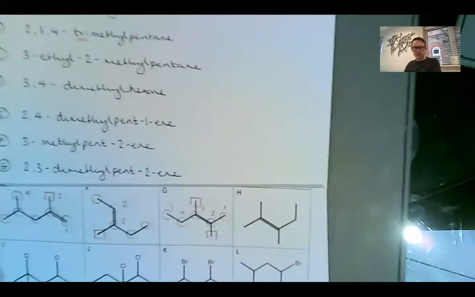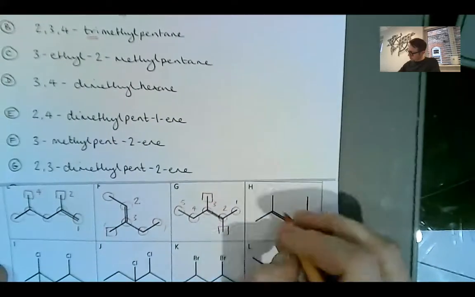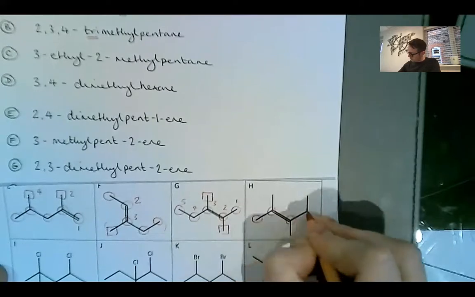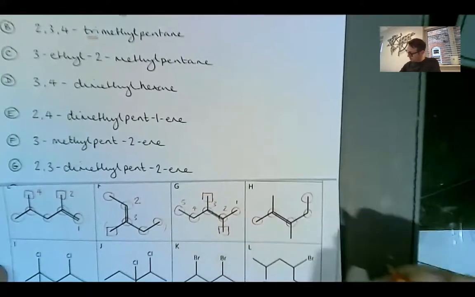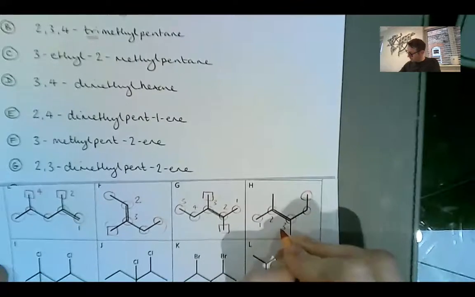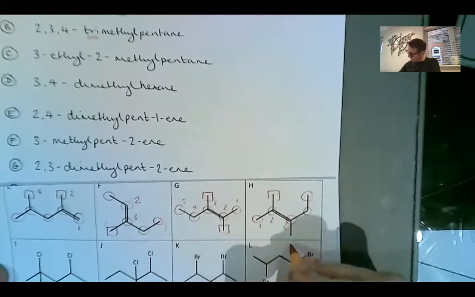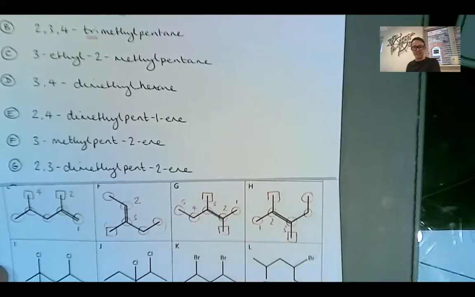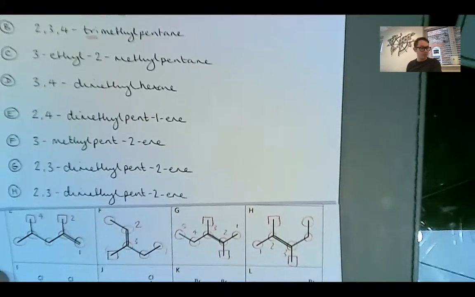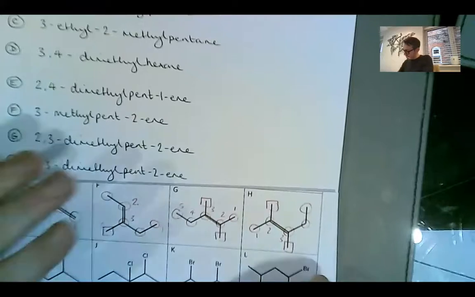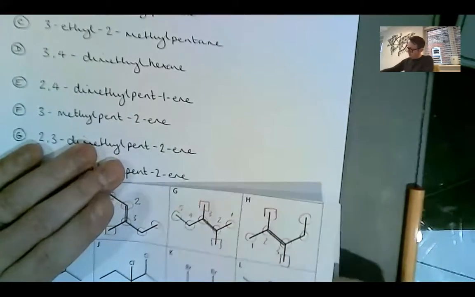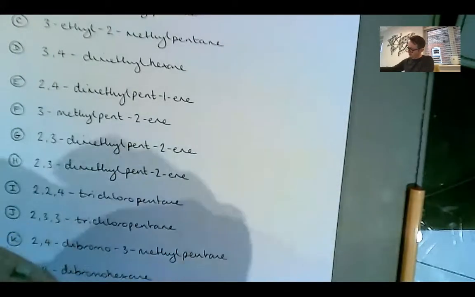And then finally for H, 1, 2, 3, 4, 5. 1, 2, 3 is my numbering. So the double bond starts on 2, with a methyl on 2 and a methyl on 3. So this in fact has exactly the same name. This is also 2,3-dimethylpent-2-ene. Okay. Next row. Again, fold that under again.